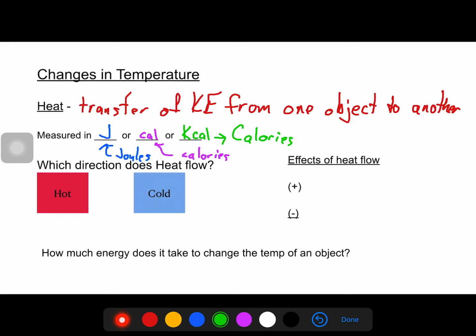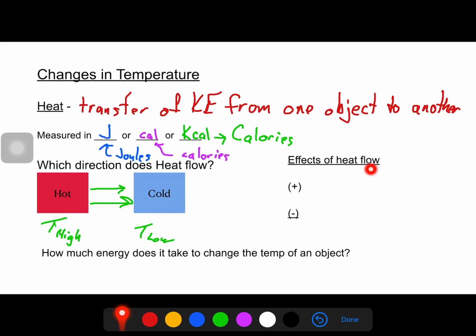Heat always flows from hot to cold, or we could say from a temperature that is high to a temperature that is low. Heat transfer always goes hot to cold. So when you grab that ice cube and your hand is getting cold, the reason your hand is getting cold is that heat is leaving your hand to go to that ice cube.